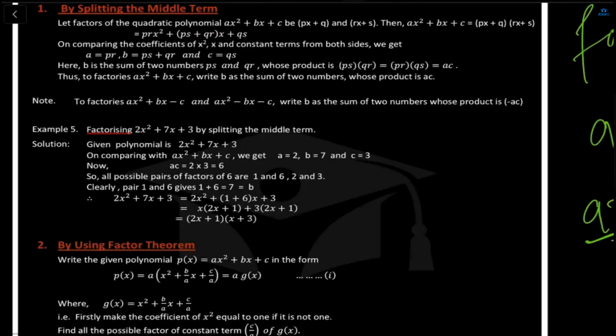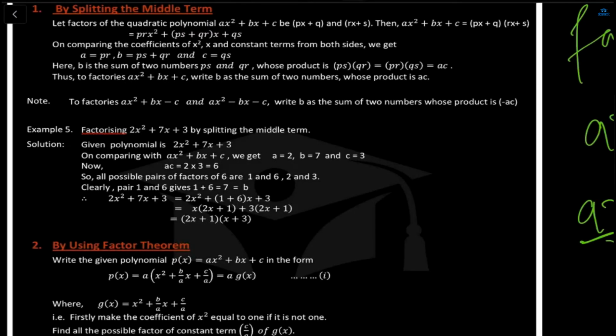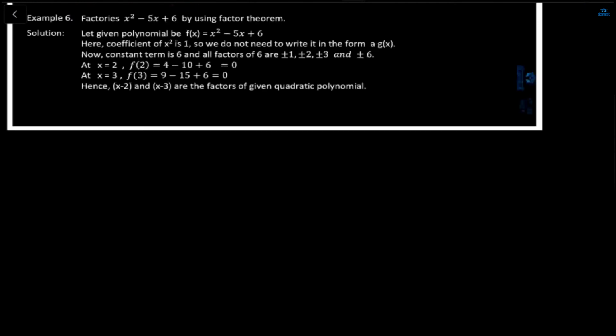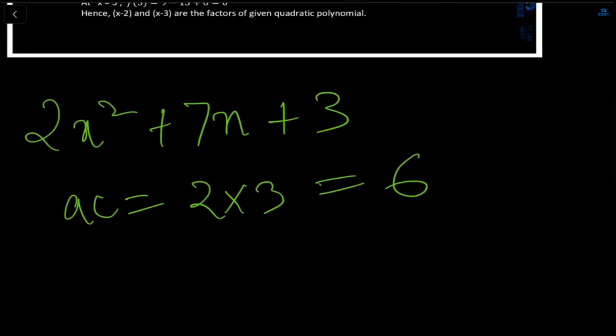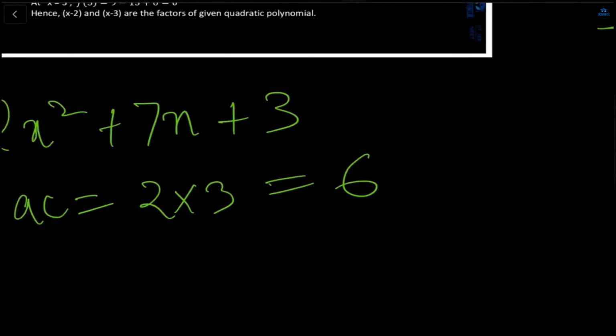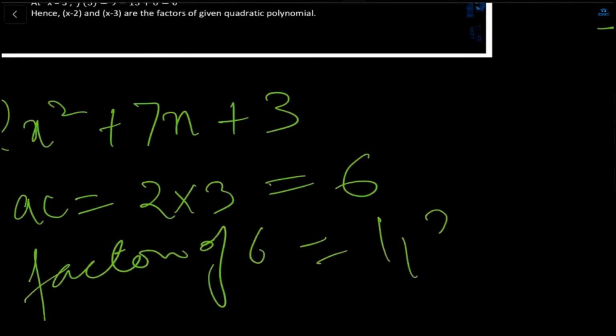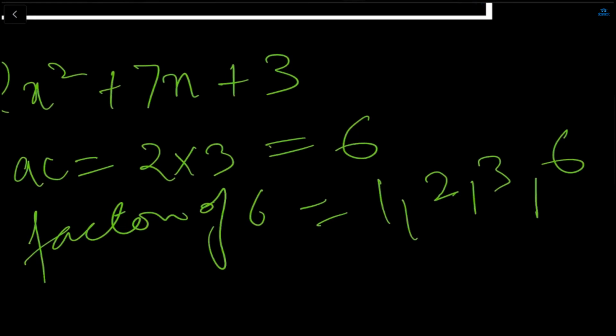Now, for example, factorization of 2x square plus 7x plus 3. Here AC is equal to what? 2 into 3, so that is 6. Now, what are the factors of 6? Factors of 6 are 1, 2, 3, and 6 itself. Yes, the factors of 6 are 1, 2, 3, 6.